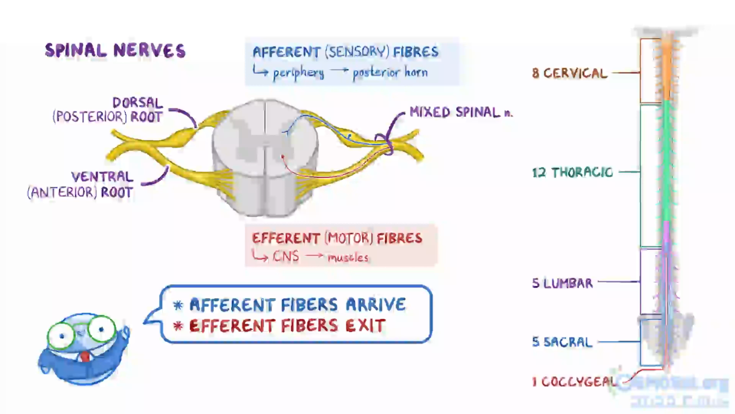The spinal cord segments and spinal nerves are identified by a letter and a number, indicating their region and level. For example, the 5th spinal nerve in the thoracic region will be abbreviated as the T5 spinal nerve.